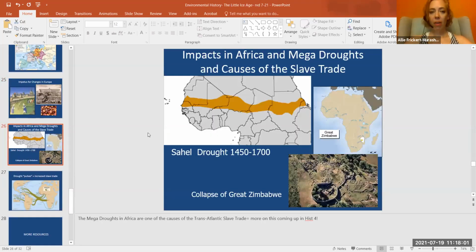Okay, over in Africa, it looks like the effects are even more devastating. Scholars are now arguing that the mega droughts of this period, which lasted from about 1450 to 1700, essentially caused the expansion of the Sahara Desert across what's called the Sahel Belt, which is pictured here in the left image. This is very strongly correlated with the slave trade, and scholars are now arguing, again, this is really recent research, that this is the main cause of the slave trade. Full details on that in History 4.